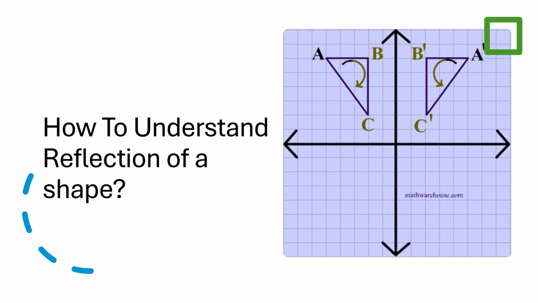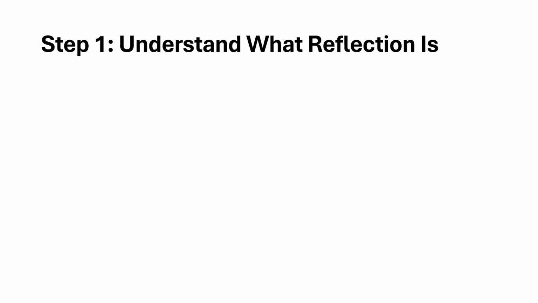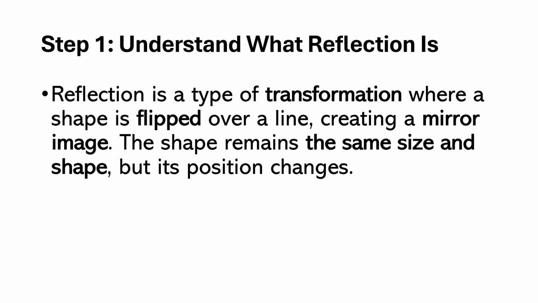Understand reflection of a shape. Step 1. Understand what reflection is. Reflection is a type of transformation where a shape is flipped over a line, creating a mirror image. The shape remains the same size and shape, but its position changes.